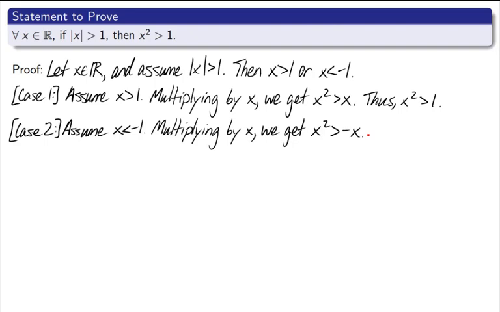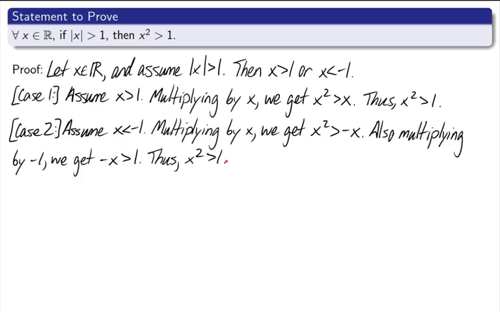Multiplying by x, we get x squared is greater than -x. Now this doesn't give us an immediate link, so let's also get something for +1 by multiplying both sides by -1. Also multiplying by -1, we get -x is greater than +1. Now let's put it together. X squared is greater than -x, and -x is greater than 1. Thus, x squared is greater than 1.